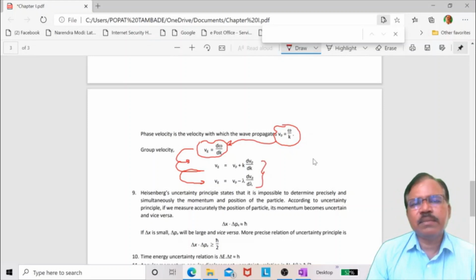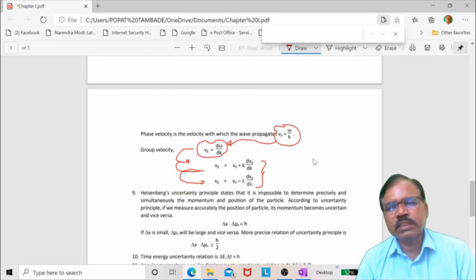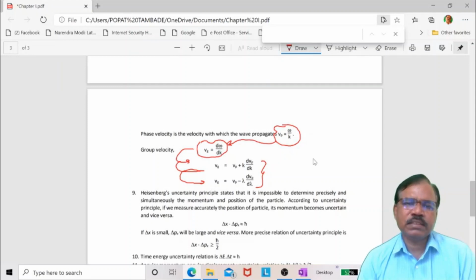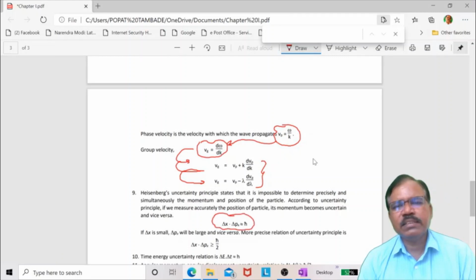Heisenberg's uncertainty principle states that it is impossible to determine precisely and simultaneously the momentum and position of a particle. According to the uncertainty principle, if we measure accurately the position of a particle, its momentum becomes uncertain and vice versa. And the famous Heisenberg's uncertainty relation is delta x into delta p_x is greater than or equal to h bar.